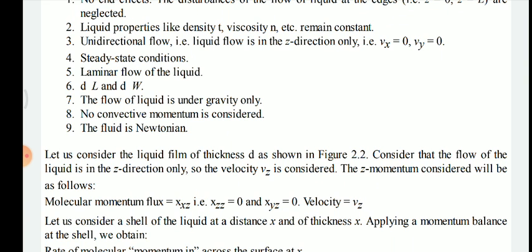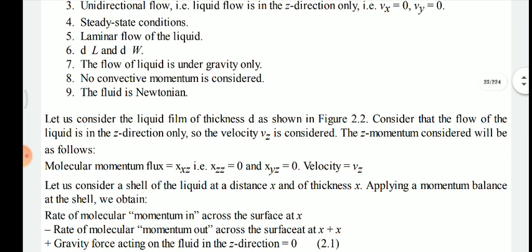Eighth is no conductive momentum is considered. In the eighth number, molecular momentum is considered, and only the convective momentum is considered over here. The convective momentum is to be considered, no conductive momentum. And the fluid is Newtonian. The fluid is flowing by Newton's law of viscosity. It is called a Newtonian fluid. So this fluid is Newtonian.